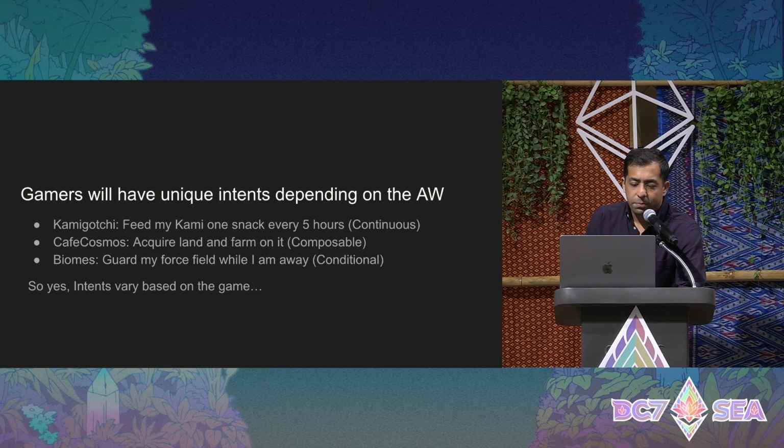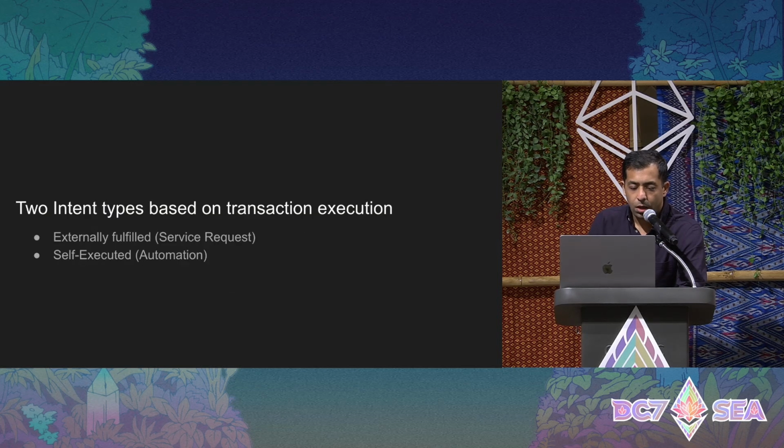And every app on every different world really will have unique intent. So on Kamigochi, you might say, feed my Kami 1 snack every 5 hours, which is a continuous type of intent. In Cafe Cosmos, you might say things like acquire the land and farm on it, which is again composable. In Biomes, you might say something like guard my force field while I'm away, which is a conditional intent. So yes, intents do vary based on the game. We see 2 kinds of intents really based on the transaction execution: externally fulfilled, which are service requests, and self-executed, which is part of automation.